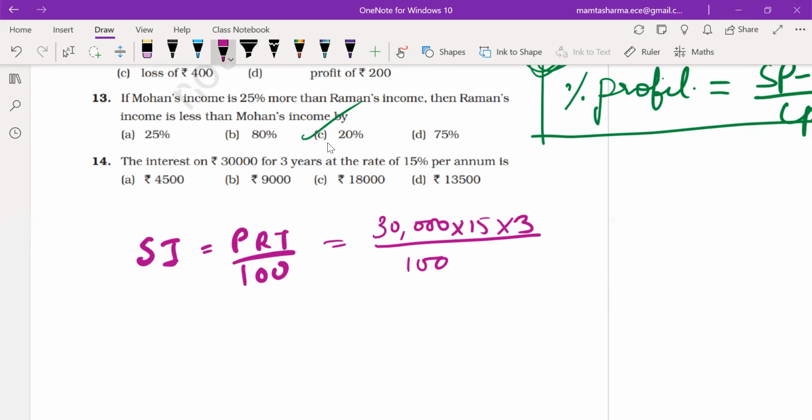Now, ma'am, we can take it as 300 into 15 into 3, cancelling zeros. Yes, 100 would cancel out, right? So 15 into 3, ma'am, 45. 15 3 is a 45. 45 into 300. Yes, 45 3 is 135, so 1,350, so 13,500 rupees. Yes, ma'am. 13,500 rupees.